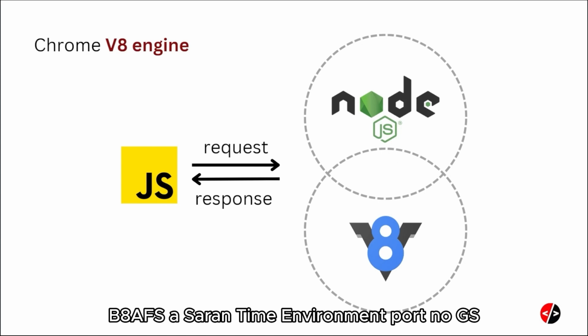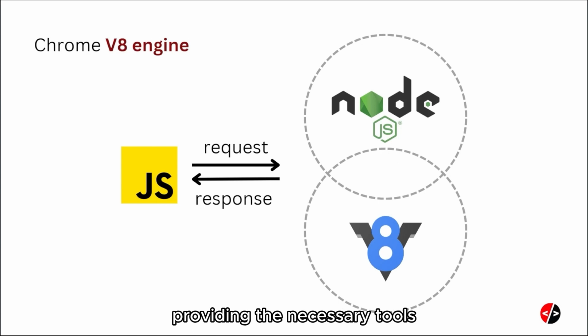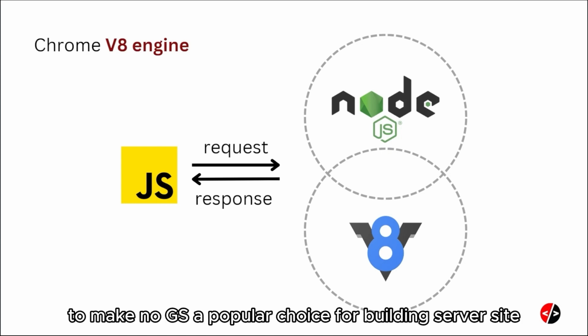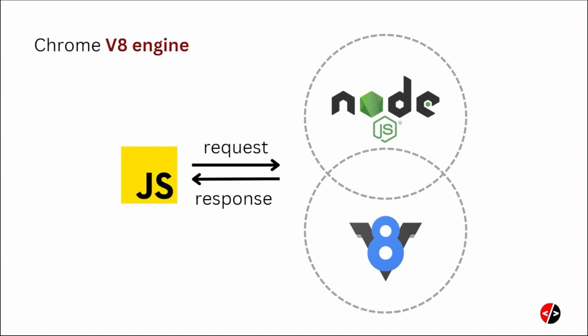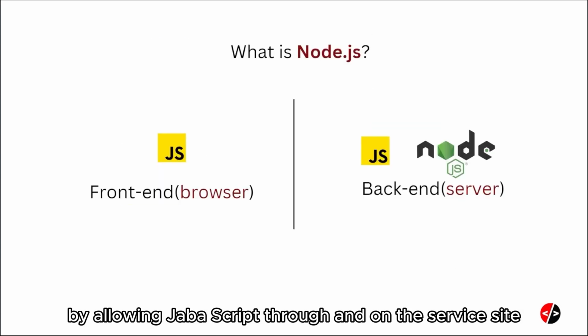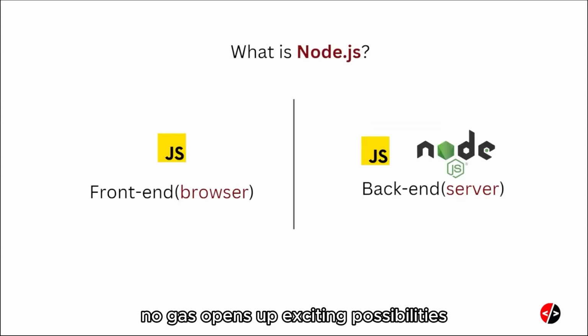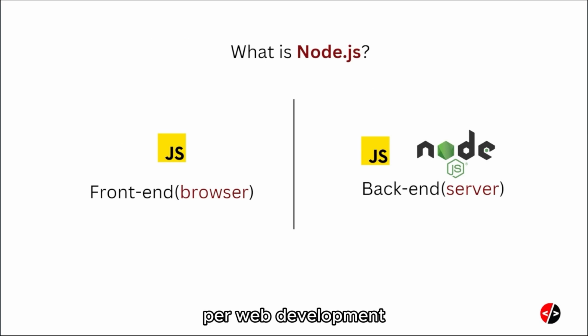V8 acts as a runtime environment for Node.js, providing the necessary tools and performance optimizations to make Node.js a popular choice for building server-side applications and real-time systems. By allowing JavaScript to run on the server side, Node.js opens up exciting possibilities for web development.